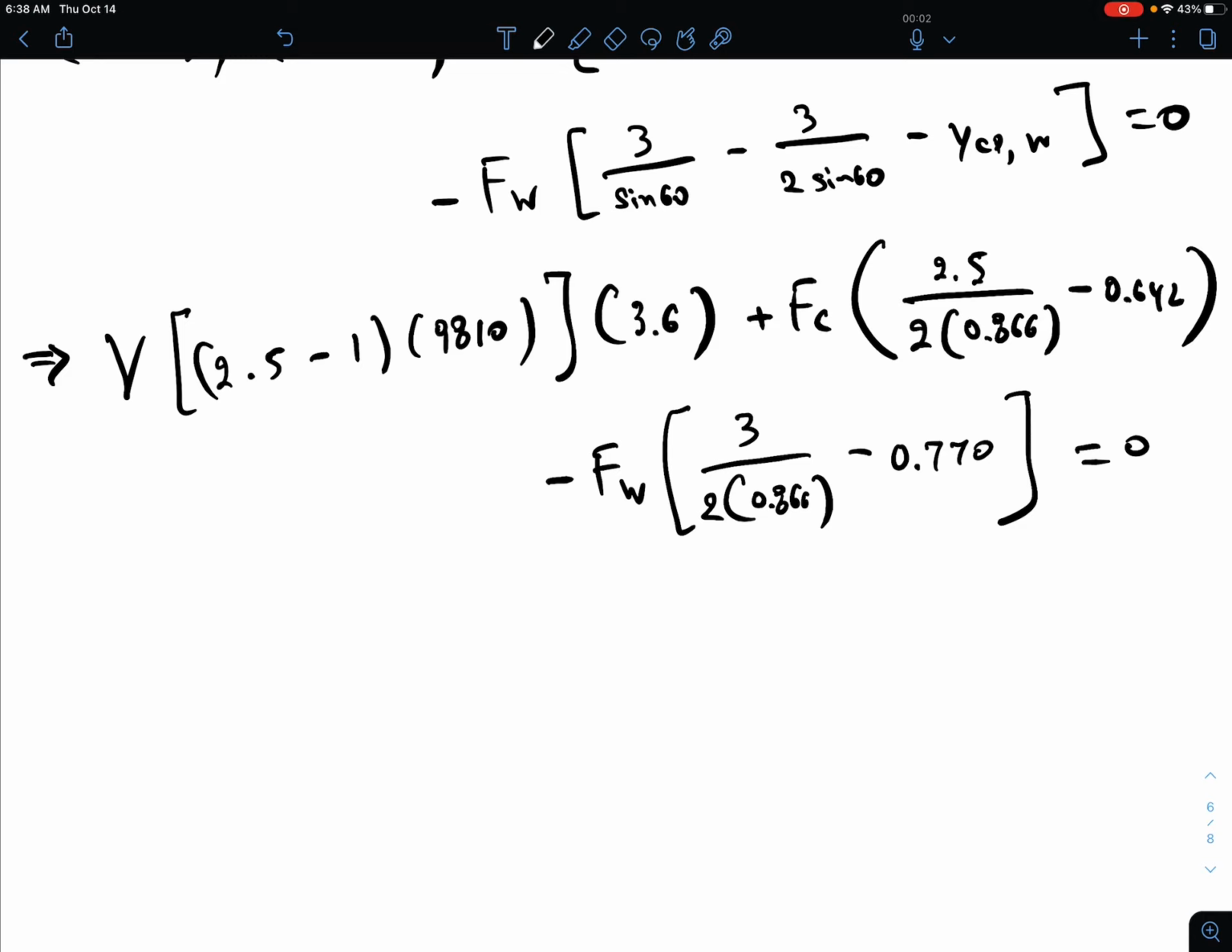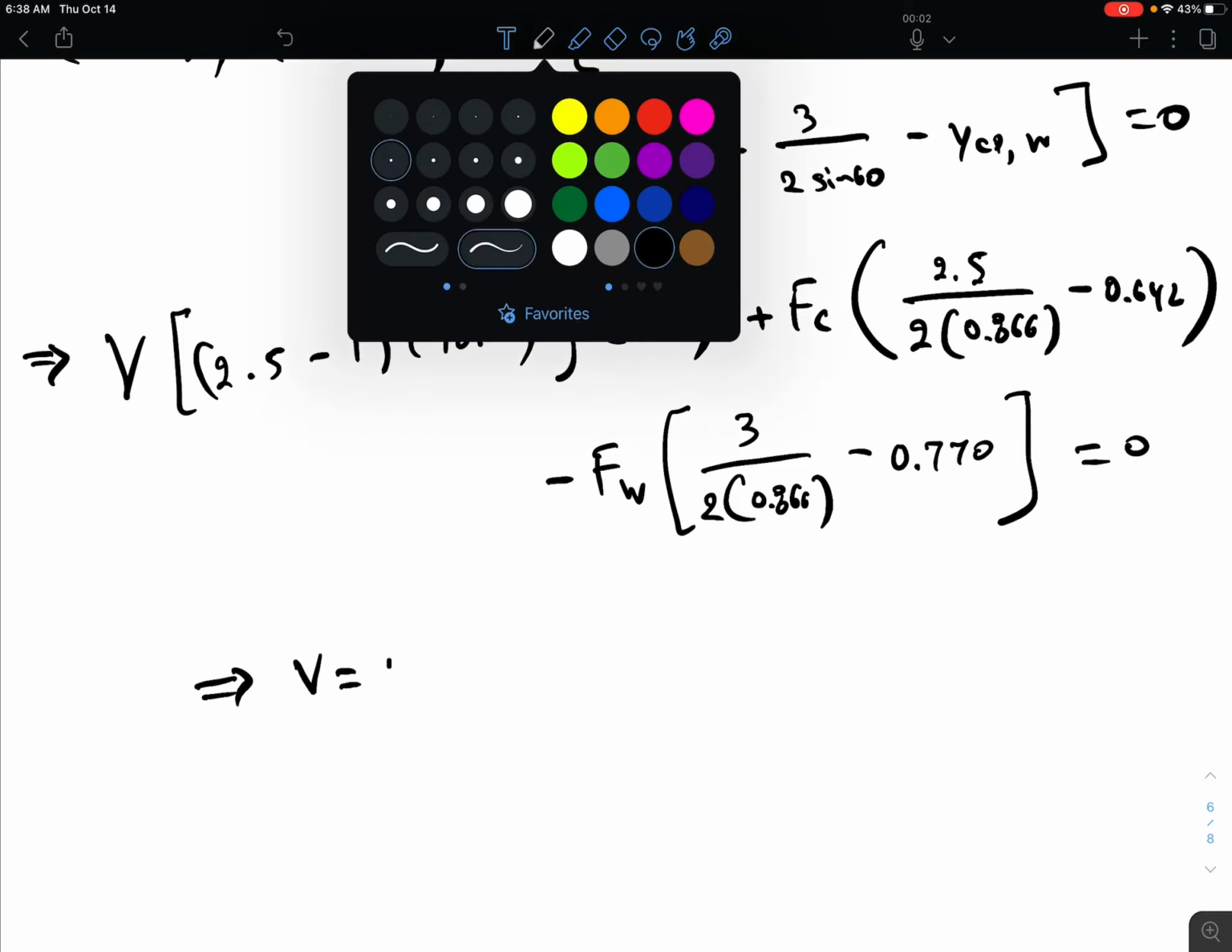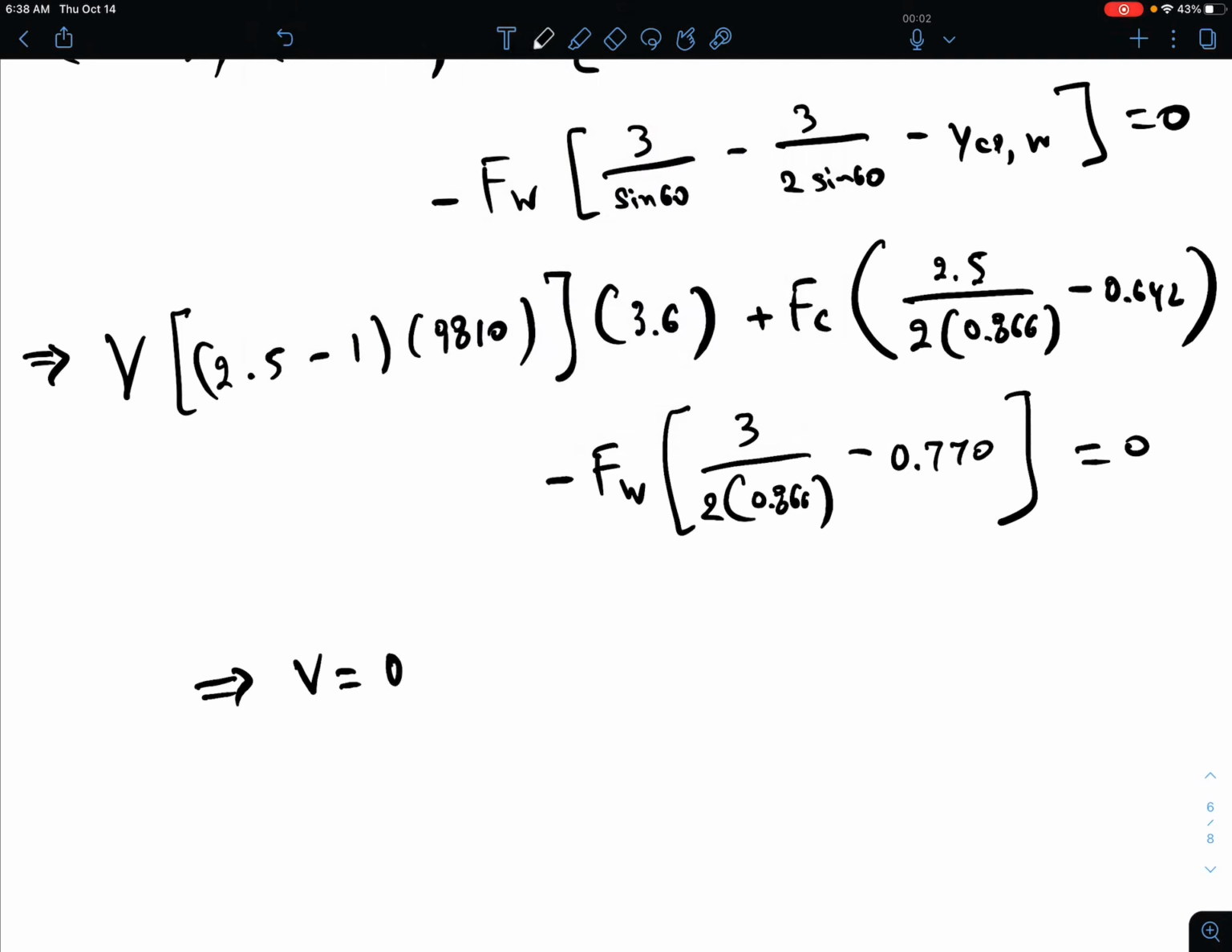So here we know everything. We can also substitute the values of the forces, the pressure forces. So with that, we're going to end up with a volume of 0.158 cubic meters.